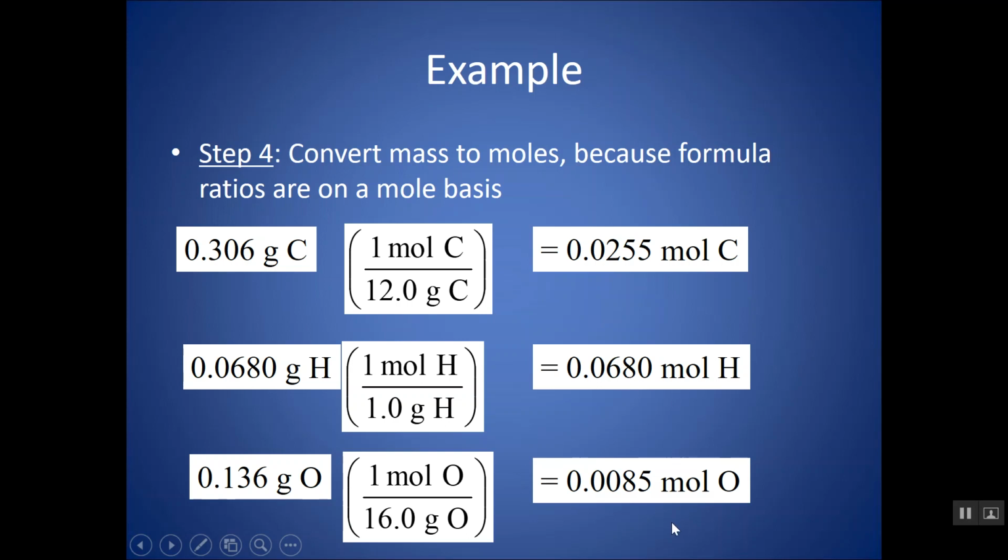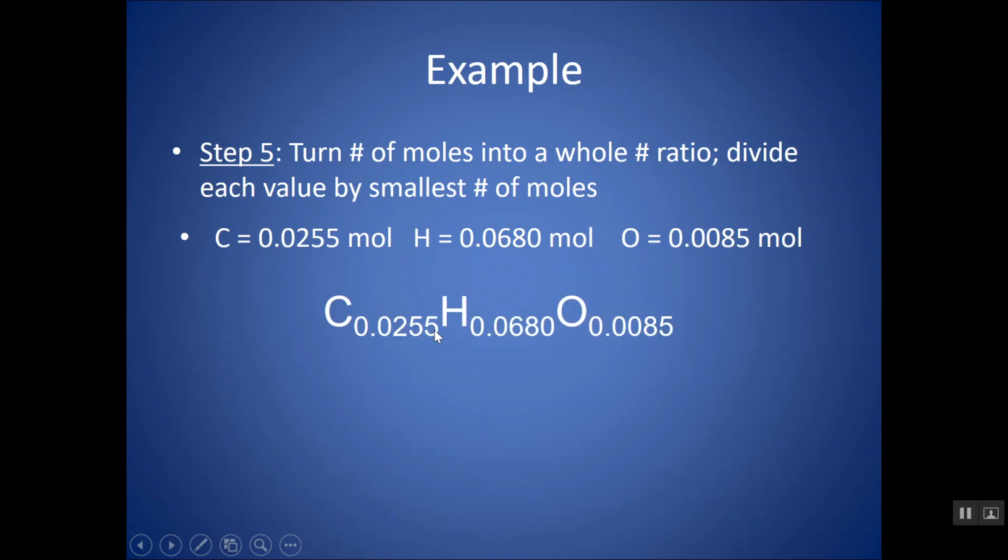In this problem, I should have kept even more here, especially for the oxygen, and I probably should have kept 1 more for each of these. If you don't keep enough significant figures, you're not going to get nice whole numbers at the end. And then these are the subscripts. They're just not in whole number ratios that we're used to seeing. So the rest of this is just trying to get it into a whole number ratio.